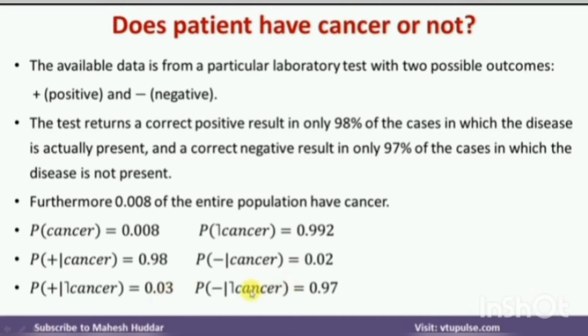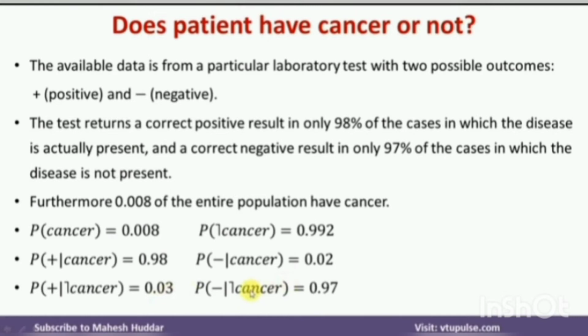P of positive report given cancer is equal to 0.98. P of negative report given cancer is equal to 0.002. P of positive report given no cancer is equal to 0.03. P of negative report given no cancer is equal to 0.97. Due to pollution and other factors, 0.008 of the entire population has cancer. By this given data, we must compute whether a person has cancer or not.